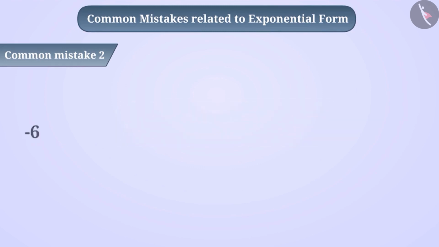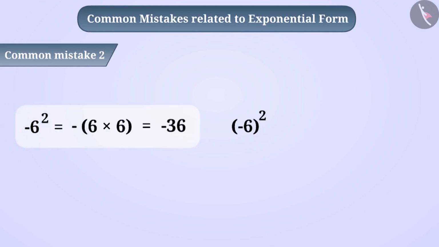Remember that both -6 raised to the power of 2 and (-6) raised to the power of 2 are different. -6 raised to the power of 2 is equal to -(6 multiplied by 6), which is equal to -36. Whereas (-6) raised to the power of 2 is equal to -6 multiplied by -6, which is equal to 36. Therefore, it is important to be careful about brackets in questions related to exponents.